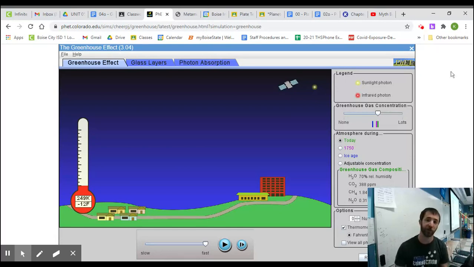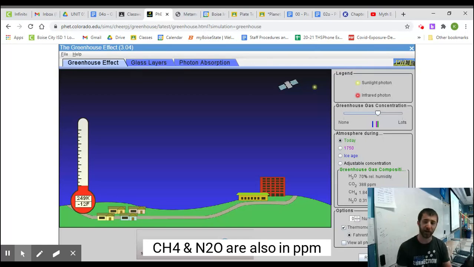Notice what's happening with our different types of photons. We've got sunlight photons, the visible photons, and then we've got infrared photons represented as red. On the right here, you'll also notice that we've got different amounts of greenhouse gases. Right now the atmosphere is set for today, so our modern atmosphere composition. We've got CO2 at 388 ppm. What that stands for is parts per million. So there are 388 CO2 molecules per million atmospheric molecules.